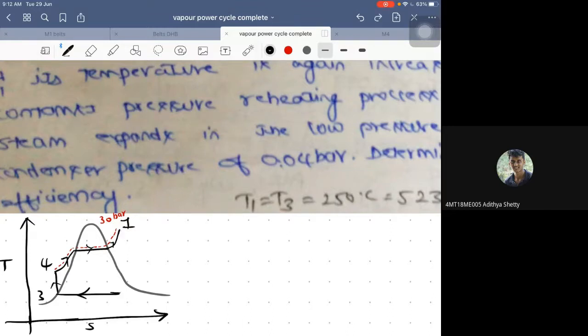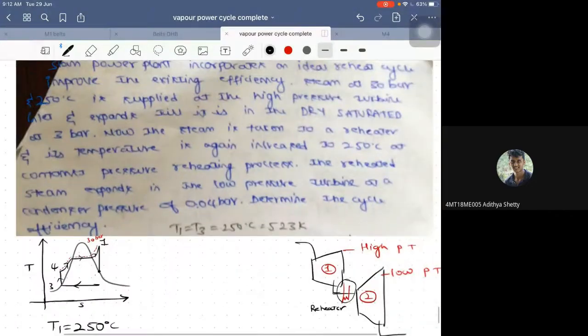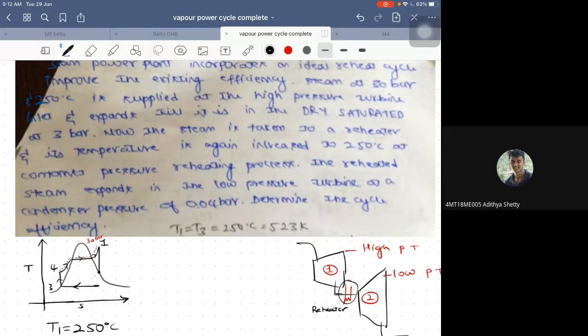Then till where should I move this? Till where does the expansion take place? Till it touches the saturated vapor line. That is what he meant. How did you come to know that it is touching the saturated vapor line? Till dry saturated. Very good. So he has used the word dry saturated. So it gets expanded till it is dry saturated, and he has even specified the pressure.